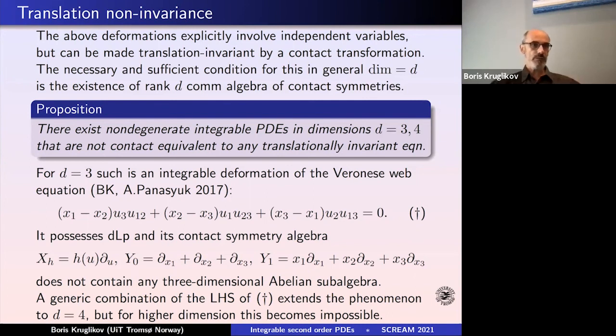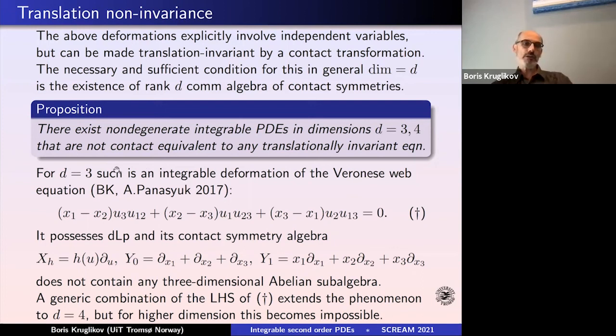So not dimension, but rank, so that actually the vectors at every point are independent. Okay, here's a proposition. There exist non-degenerate iterable PDE systems of dimension 3 and 4 that are not contact equivalent to any translation invariant equation.